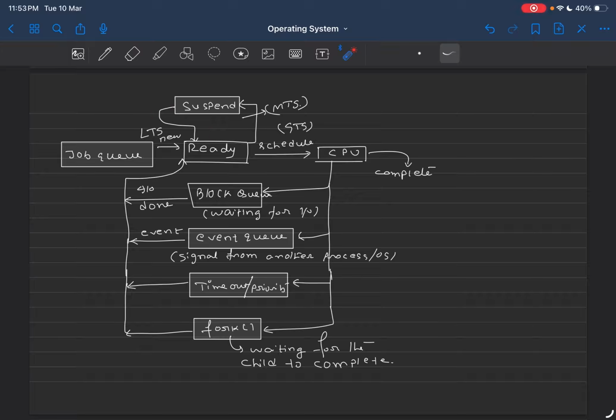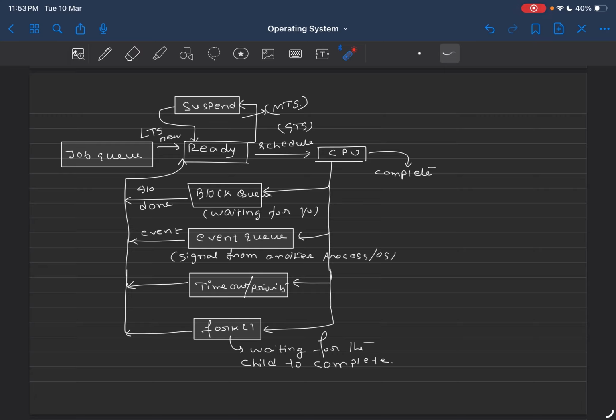Now, there are multiple queues, just like I explained. One is the block queue. Let's say some process on the CPU is waiting for some IO operation to be done. Those processes are taken from the CPU and put into this block queue. When the IO is done, the process is again put into the ready queue.